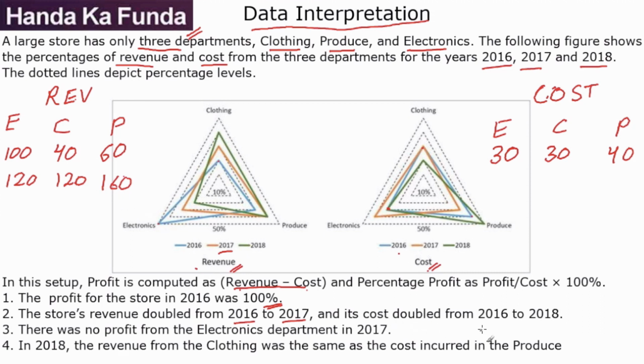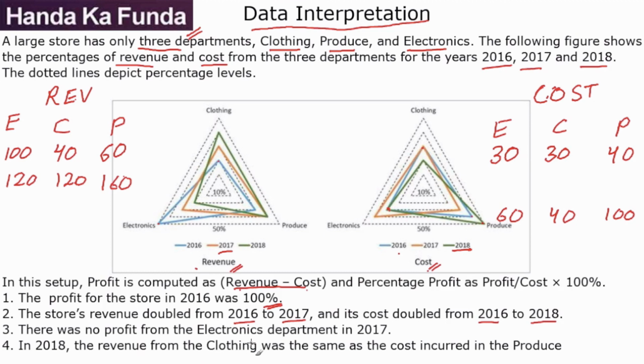Then its cost doubled from 2016 to 18. So the cost in 2016, I had taken that as 100. Now I will need to take that for 2018 as 200 or double. And the green line will give me the distribution for 2018. I leave a line here in the middle for 2017 and just directly move to 2018. What's the distribution in 18? So 30% is electronics, 20% is clothing, and 50% is produce. So 30, 20, 50 out of 200. So that will become 60, 40, and 100. This is the distribution of cost in 2018.